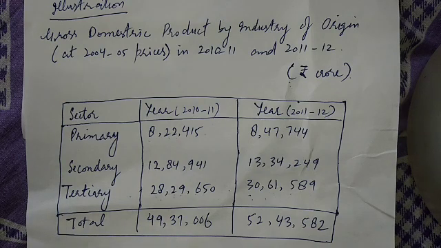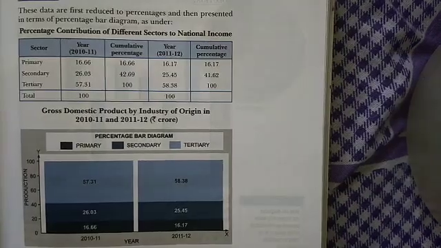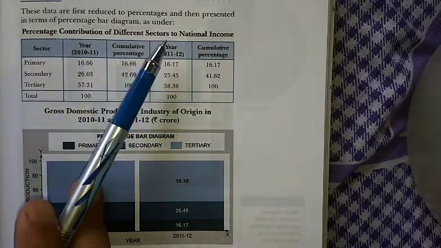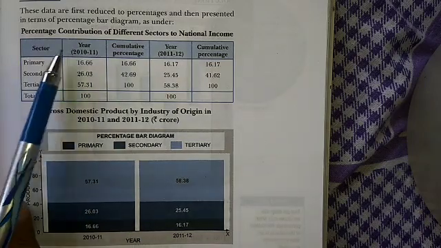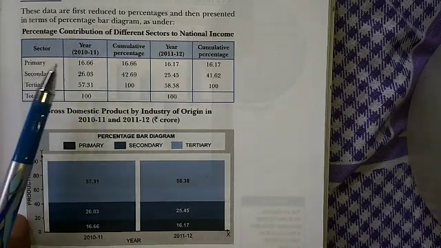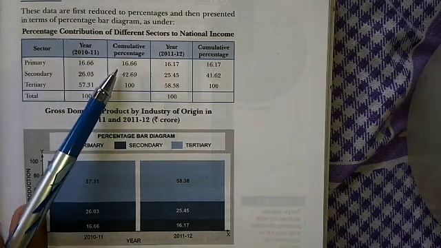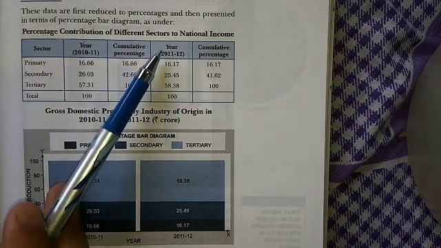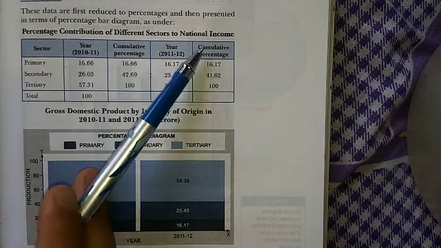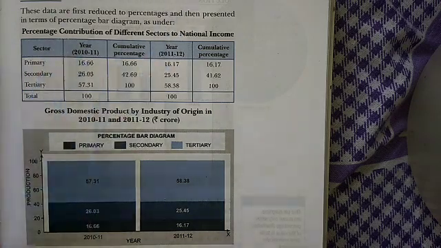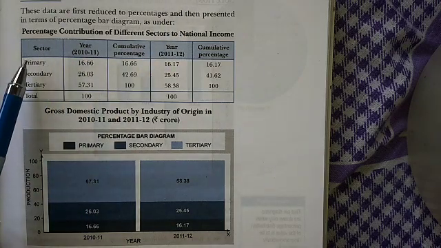Now these data are first reduced to percentage and then presented in terms of percentage bar diagrams. Now the percentage contribution of different sectors to nation's income. In year 2010-11 in primary sector it's 16.66 and cumulative percentage is 16.66. In year 2011-12 it's 16.17, cumulative is 16.17. This is the primary sector.